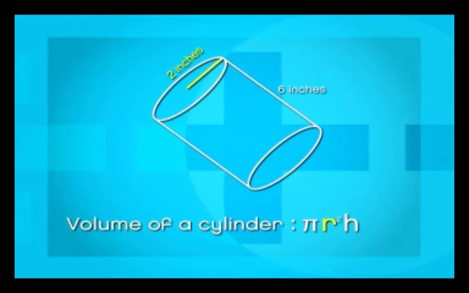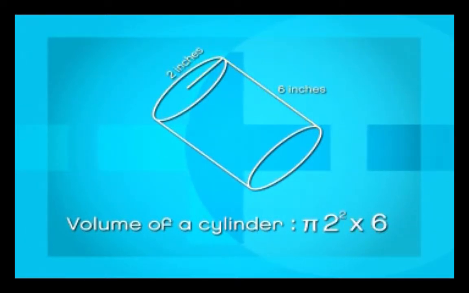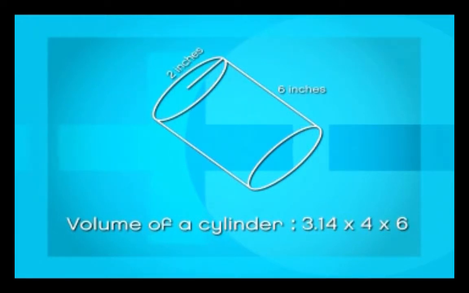This cylinder has a radius of 2 inches and a height of 6 inches. The volume is pi times 2 squared times 6. That's 3.14 times 4 times 6 equals 75.36. So, the volume of this cylinder is 75.36 cubic inches. Don't forget the little 3, a very important part of the units.